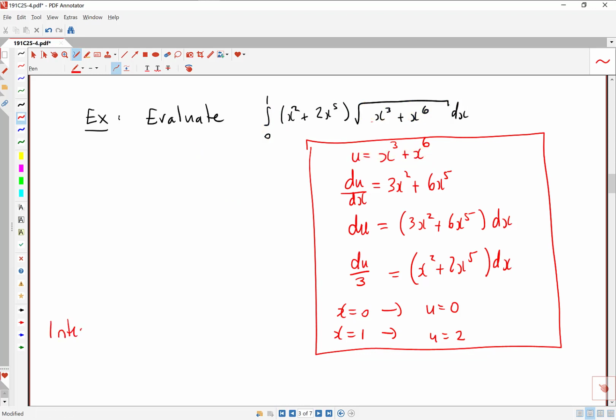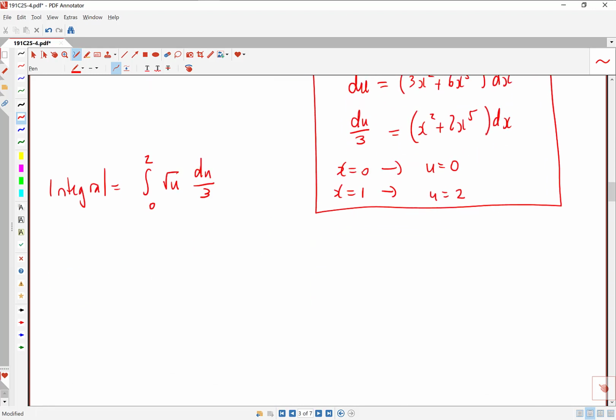So let's do that down here. Our integral is going to become the integral from 0 to 2. Our integrand is going to be root u times, we decided that this polynomial times dx together give us du over 3. So we can clean this up a bit and then just do our integration. Any constants like the 1/3 can move out in front. We've got the integral from 0 to 2 of, we might want to write the root u as u to the 1/2, and then that's times du.